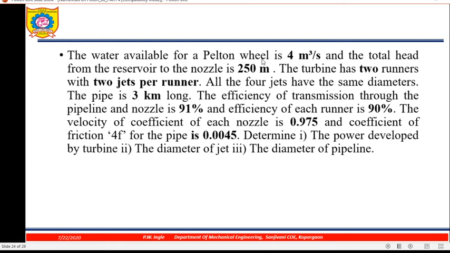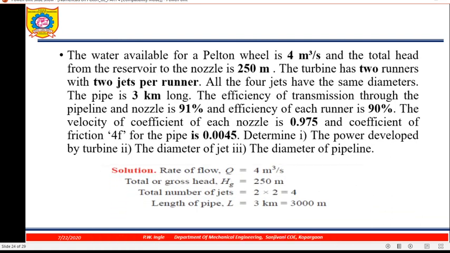The water available for a Pelton wheel is 4 meter cube per second, and total head from the reservoir to the nozzle is 250 meter. The turbine has two runners with two jets per runner. All the four jets have the same diameter. Pipe is 3 km long. Efficiency of transmission through the pipeline and nozzle is 91%. Efficiency of each runner is 90%. The velocity coefficient is 0.975. Coefficient of friction is 0.0045. Calculate power developed by turbine, diameter of jet and diameter of pipeline.